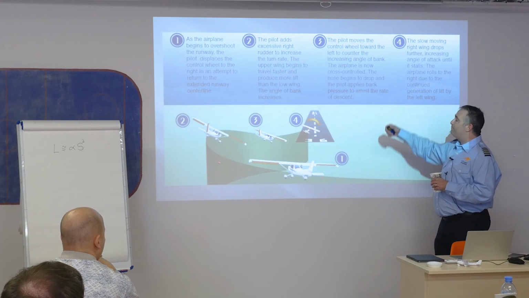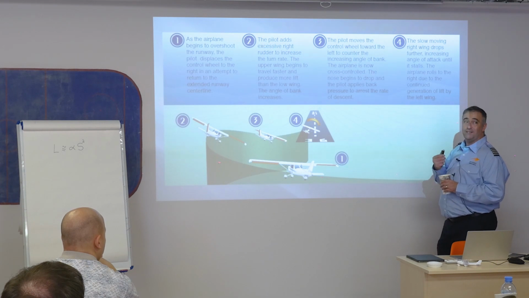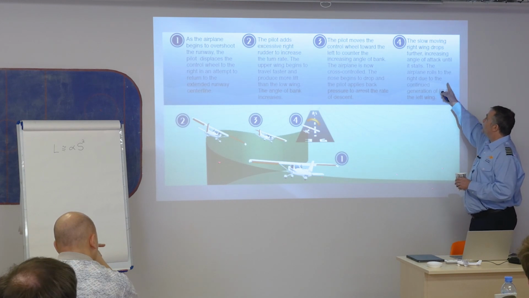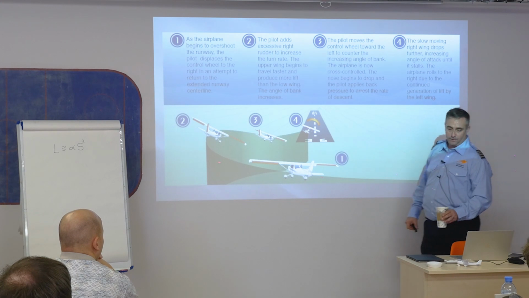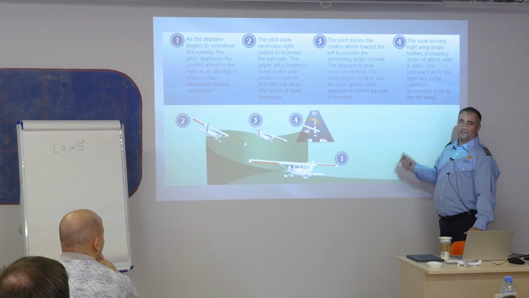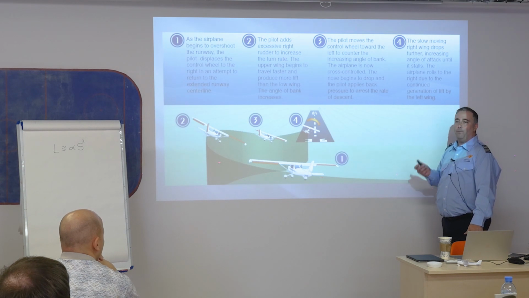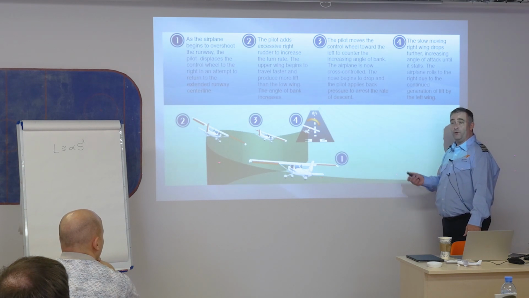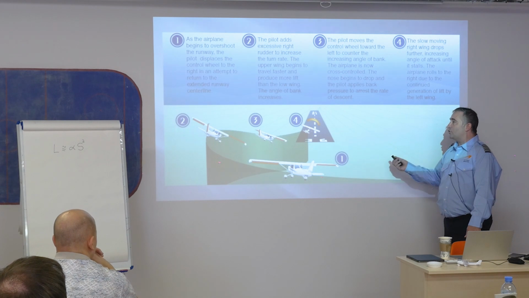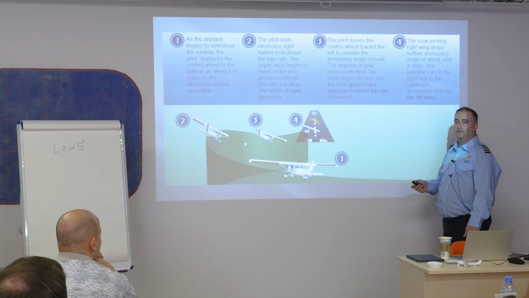The pilot applies back pressure to decrease the descent rate. Okay? The slow right wing drops further, increasing the angle of attack until it stalls. This is 100% a way to stall an airplane without meaning to. It's an unintentional stall. Those are the stalls that end up hurting people. Okay? So you've got a cross-controlled condition. The pilot exceeded the critical angle of attack.